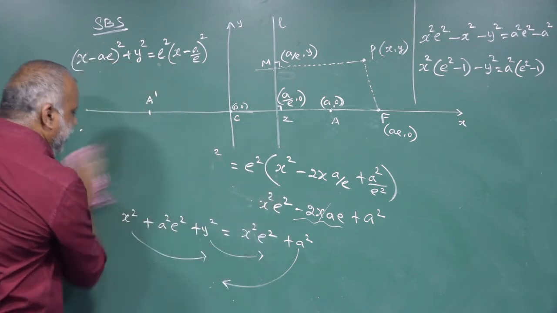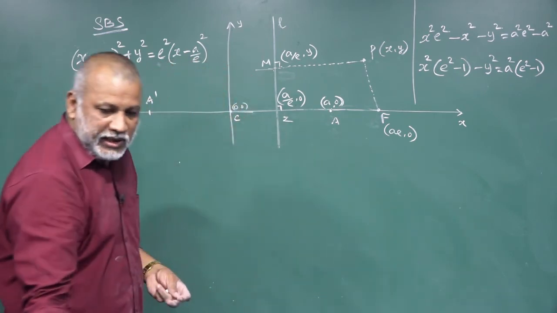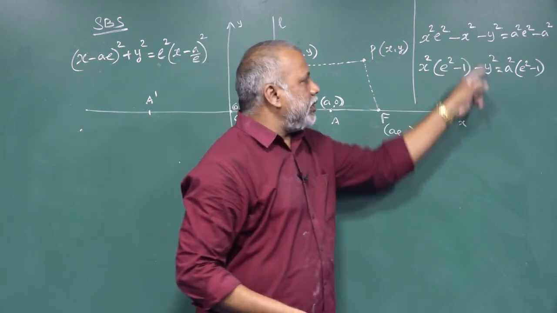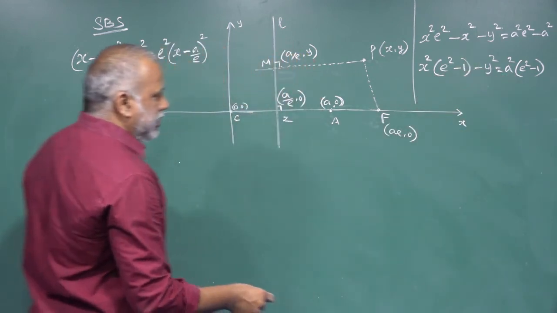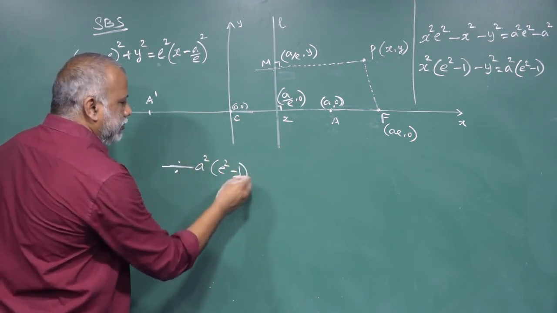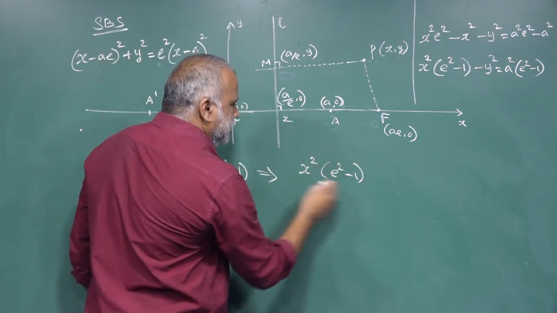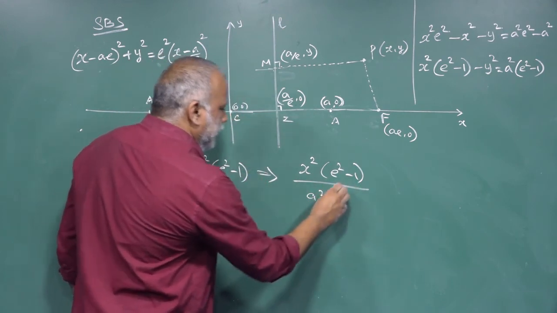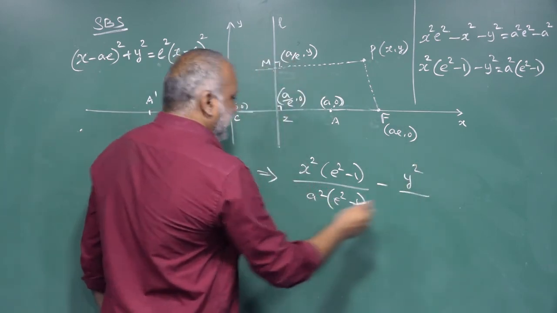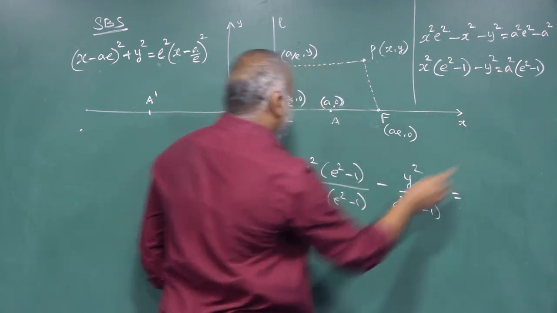So the standard equation of the ellipse. See the only one change there. I am giving the explanation why it needs to be like that. So I am taking x squared as common. x squared of e squared minus 1 minus y squared, a squared of e squared minus 1. Divide that by a squared of e squared minus 1. So the standard equation must be x squared of e squared minus 1 divided by a squared of e squared minus 1, minus y squared divided by a squared of e squared minus 1, equal to the other side.